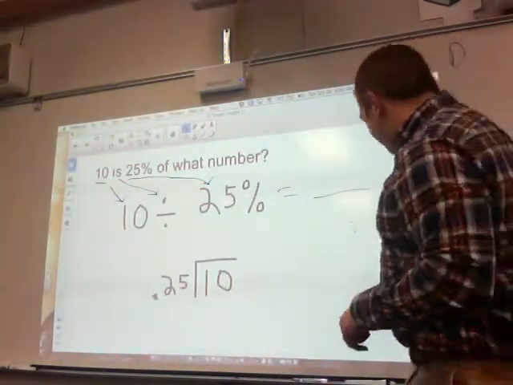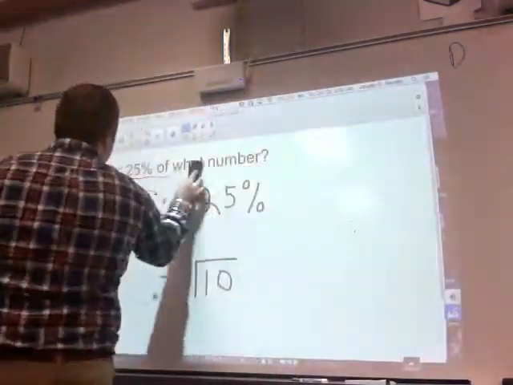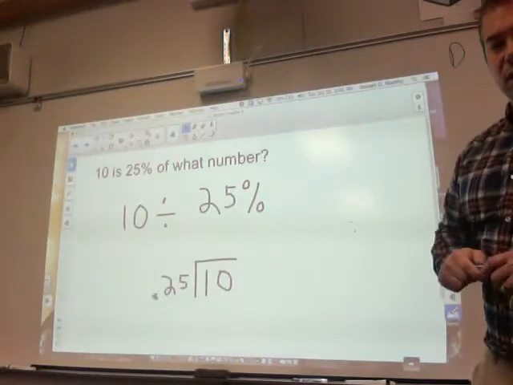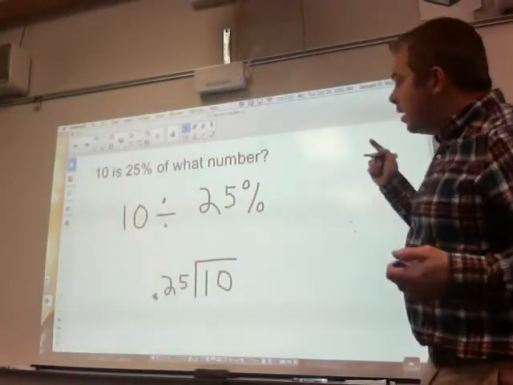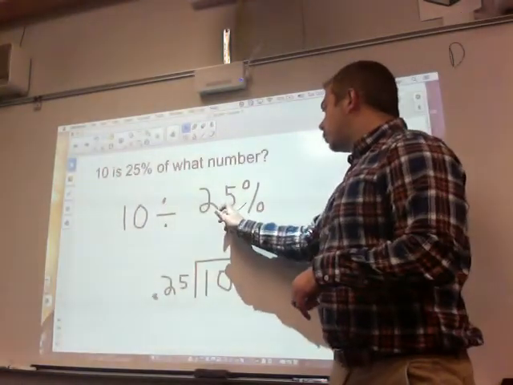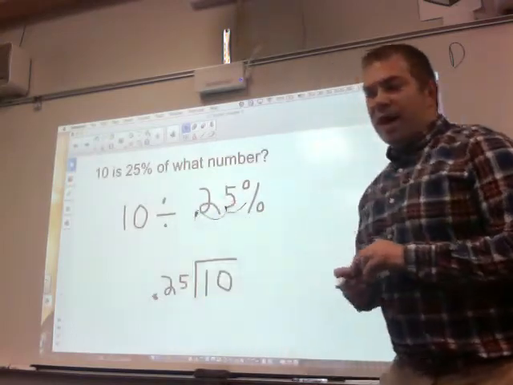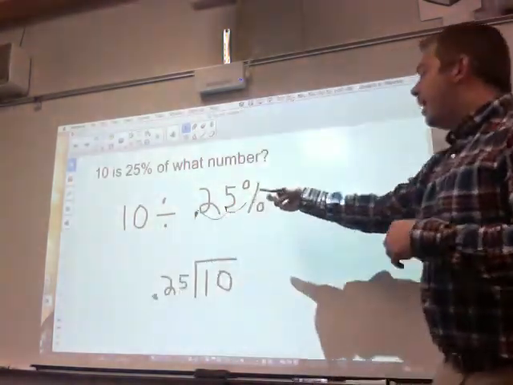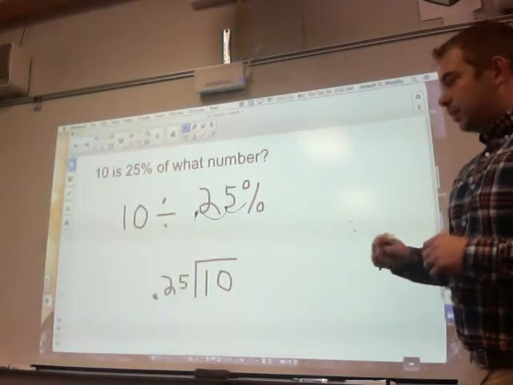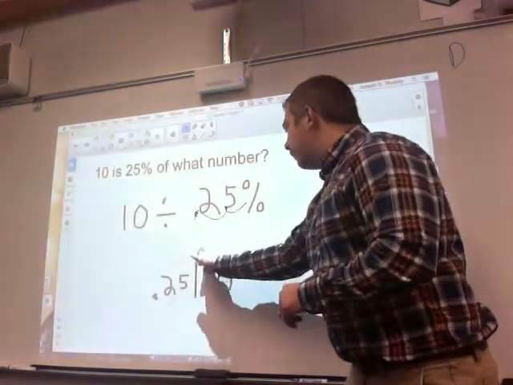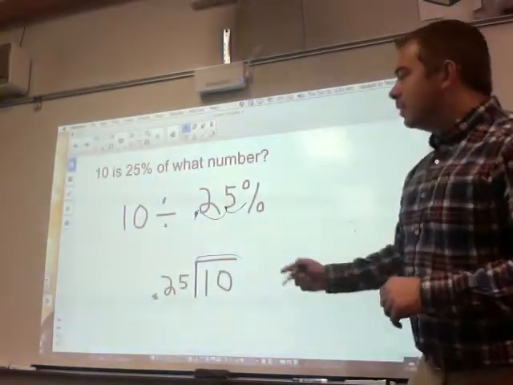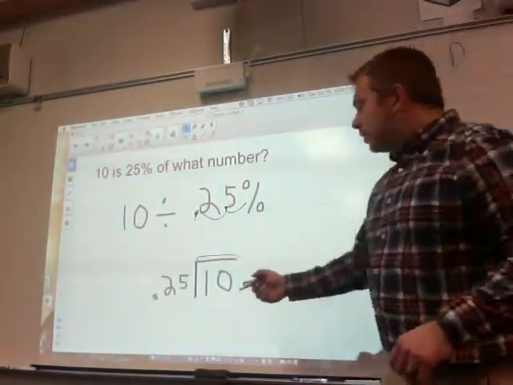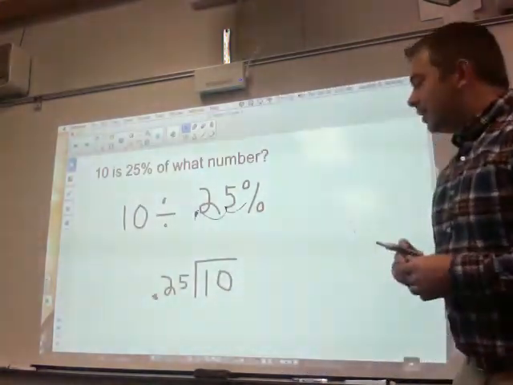If I'm looking at 10 divided by 25%, I don't like to deal with percents, so I'm going to turn that into a decimal. I swoop twice, and I have 0.25 or 25 hundredths. Now I have 10 divided by 25 hundredths. Remember, this is the read way, the work way, it switches. So how many times can 25 go into 10?